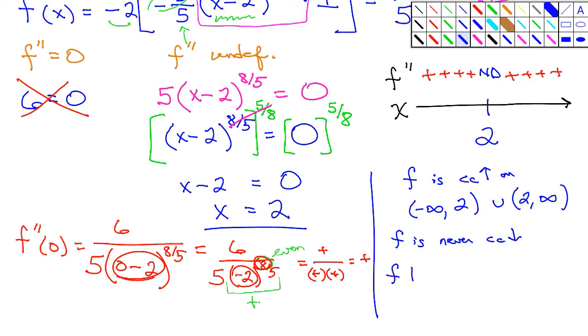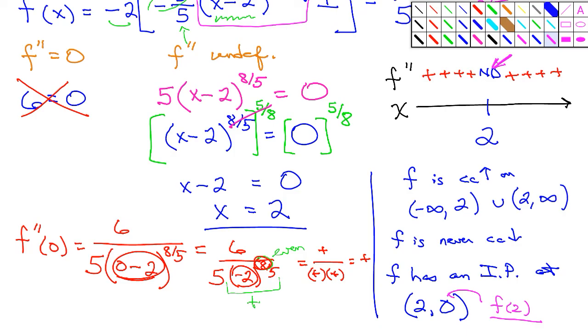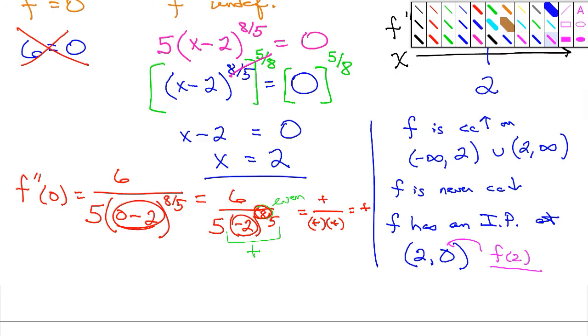And F has an inflection point at 2, 0. And again, this comes from doing f of 2, the original function with the value of 2. Now let's make sure that we understand why this does have an inflection point. The function is defined at 2 even though its second derivative is undefined. It was originally defined at 2, so it does have a point there where it changes its inflection.